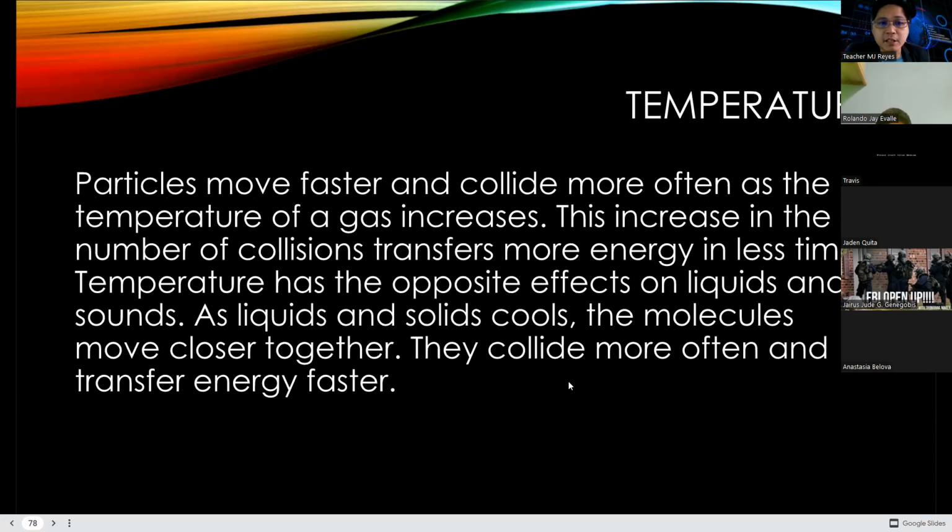Temperature. Particles move faster and collide more often as the temperature of a gas increases. This increase in the number of collisions transfers more energy in less time. Temperature has the opposite effect on liquids and solids. As liquids and solids cool, the molecules move closer together. They collide more often and the transfer of energy is faster, if the molecules are together.